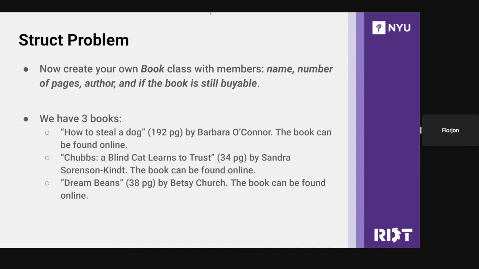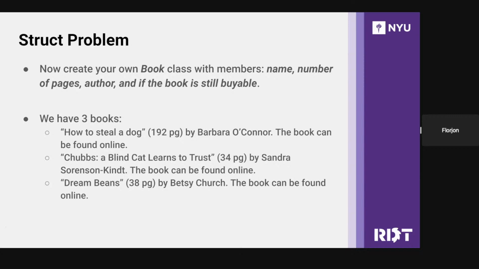One other struct problem that we could go through quickly. This is a pretty big one, but we could just go through it and I'll explain. The prompt of the question is: create your own book class. I think I was supposed to say struct. Create your own book struct with members name, number of pages, author, and if the book is still buyable. They're going to give us 3 books and we need to go through that.